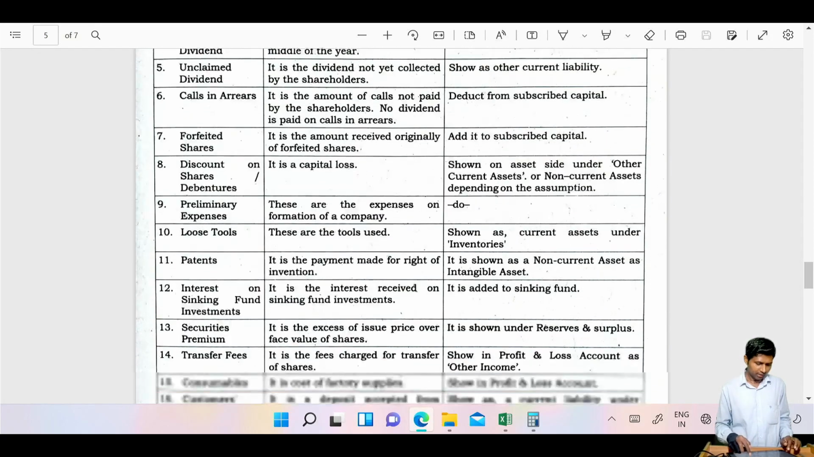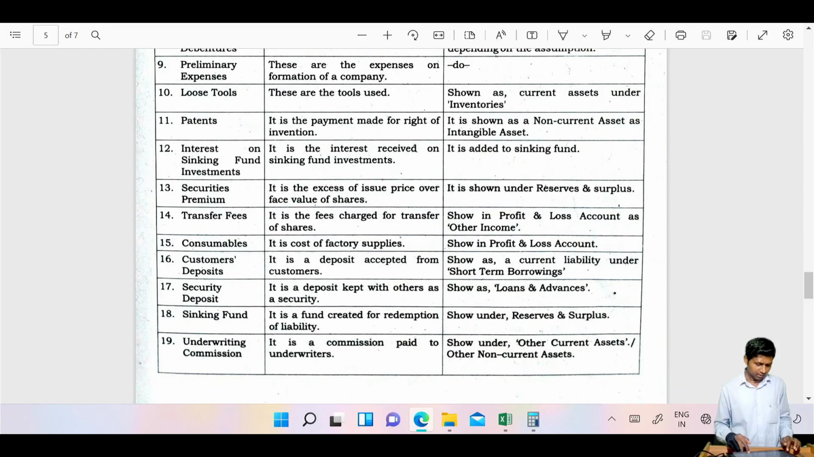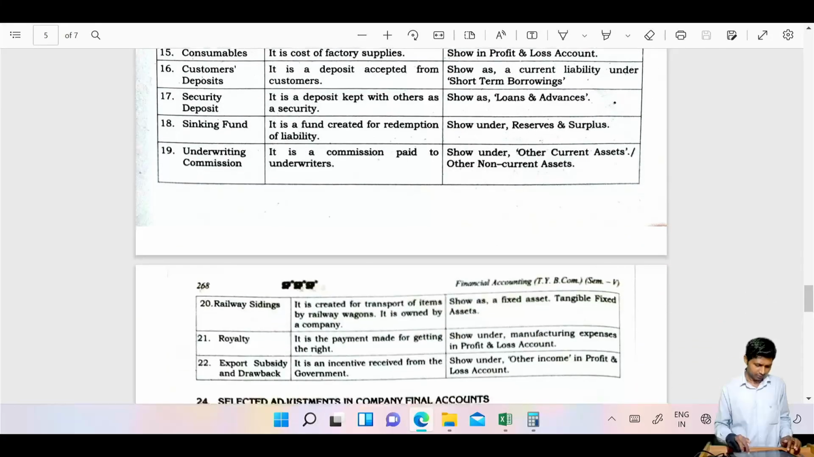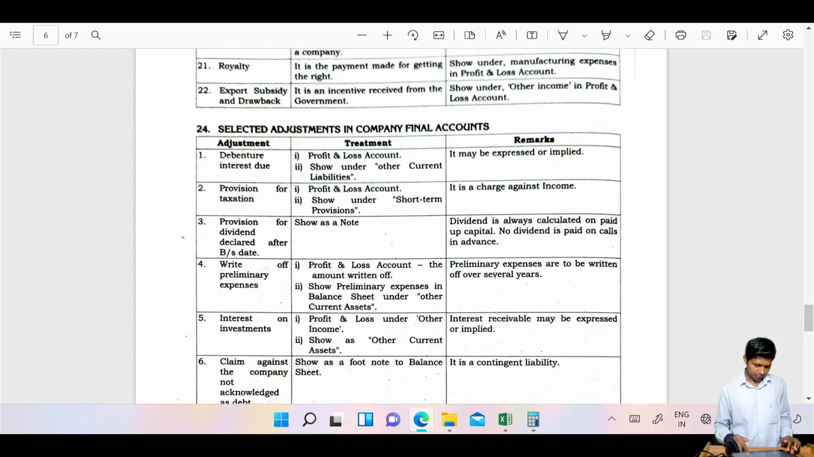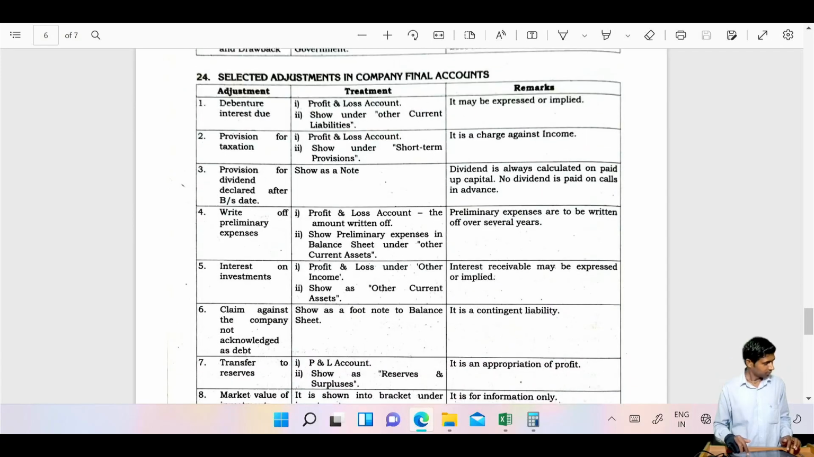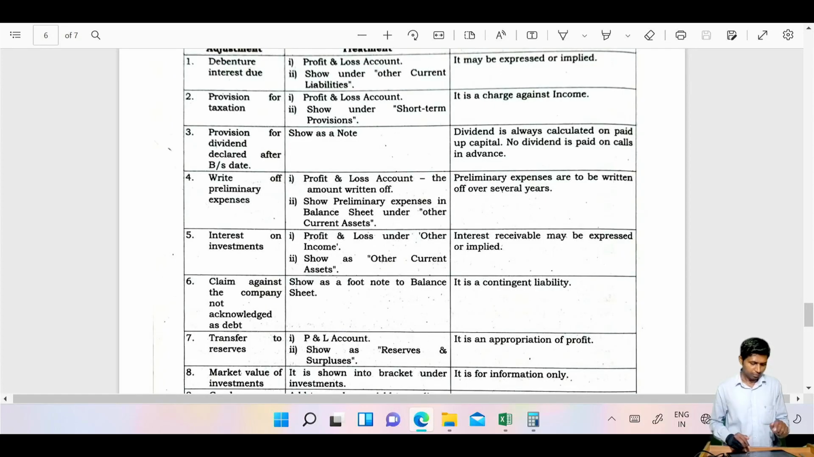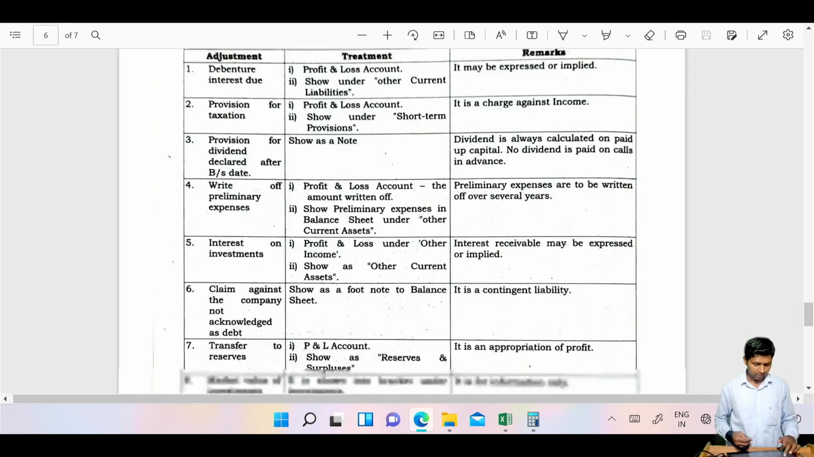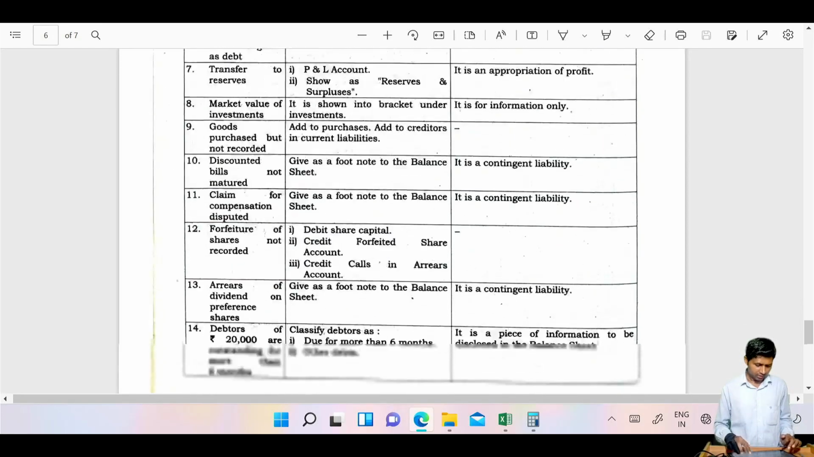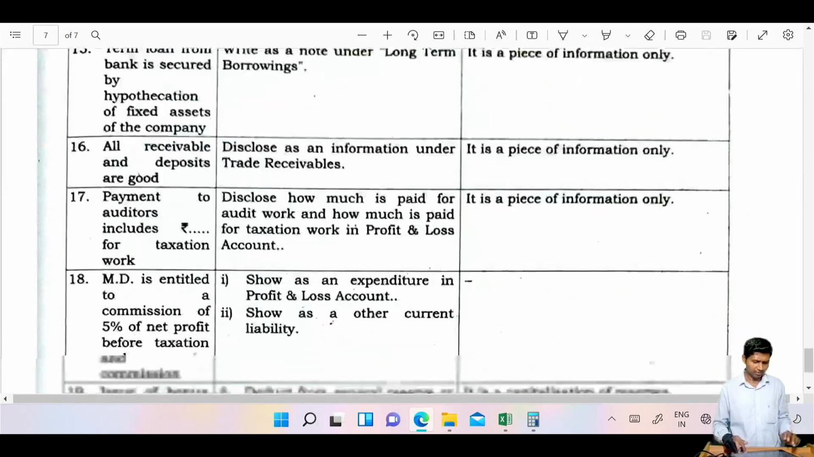Interim dividend, unclaimed dividend, policy values: these are related to the balance sheet. Write-off of preliminary expenses, discount on issue of shares: if you write off that, then one effect is in the balance sheet and the second effect is in other expenses. After this, there are so many adjustments, you can refer to this.